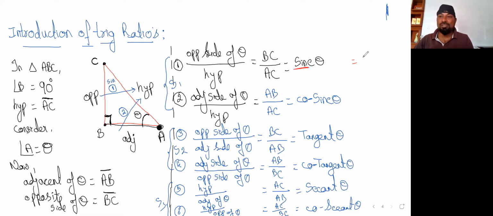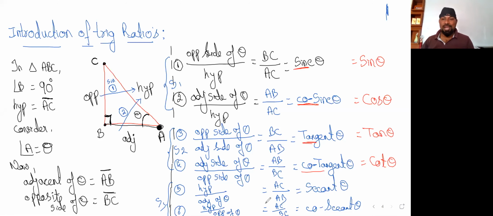So let us call the first one sin theta. Just to make it easy, we are taking only the first 3 letters. Here also let us take the first 3 letters. If you take the first 3 letters, it becomes cos theta. Now let us take the first 3 letters here. What do we have? Tan theta. Now if you take the first 3 letters here, it will become cot theta. If you take the first 3 letters here, we call it secant theta.